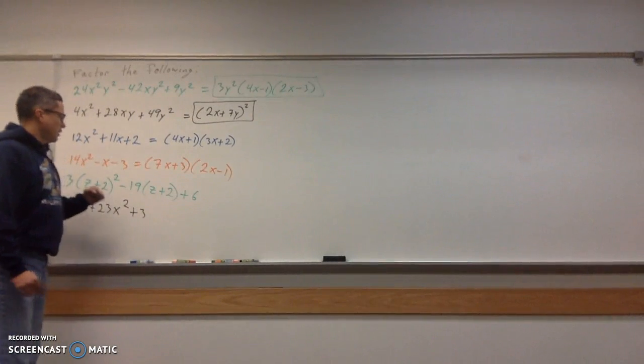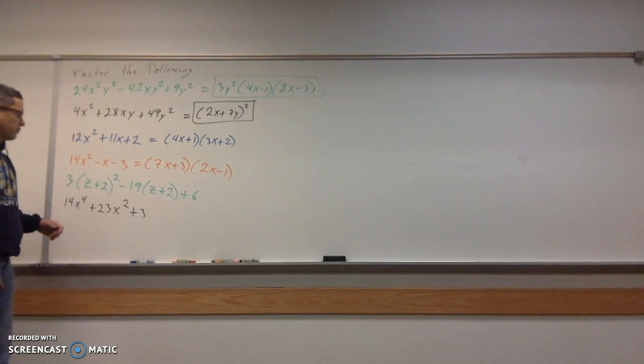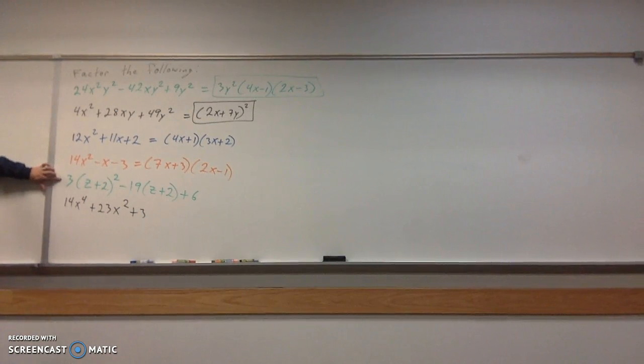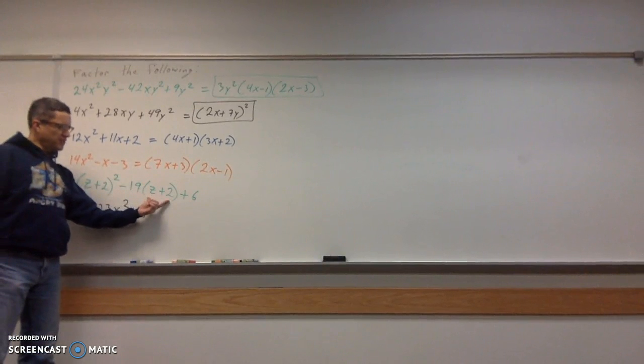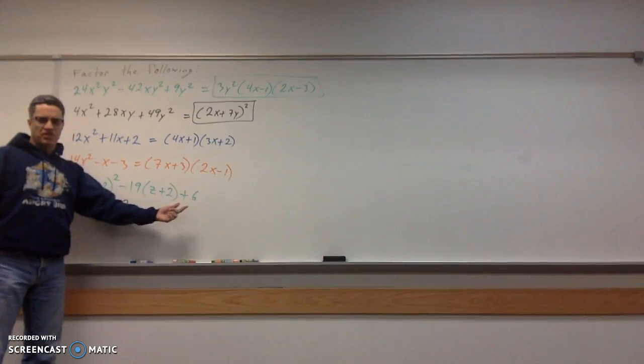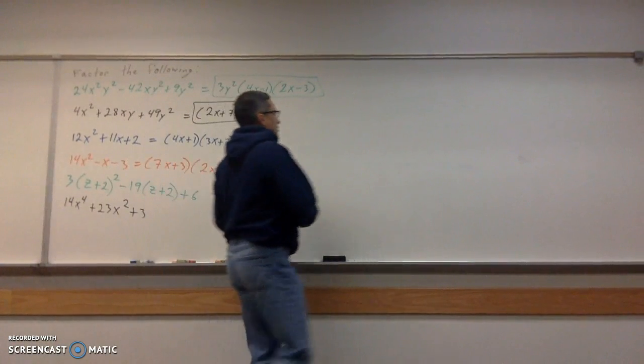Hi all. So this is part 6, and it'll be the final part of this fast factoring segment that I put together for you. Now if you look at this one, I've got 3 times the quantity of z plus 2 quantity squared minus 19 times the quantity of z plus 2 and plus 6. This one's a little different from any that we've seen before. I'm going to show you 2 ways to do this, okay?